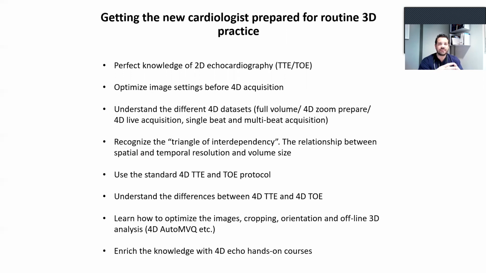We have to understand and know the different data sets of 3D echocardiography: full volume, 3D zoom, live acquisition, and single beat and multi-beat acquisition. We have to recognize the triangle of interdependency, the relationship between spatial and temporal resolution, and the volume size. And we will see what's the meaning of that in the next slides.